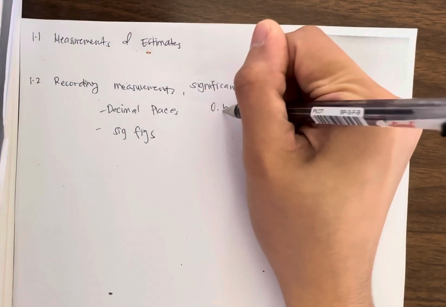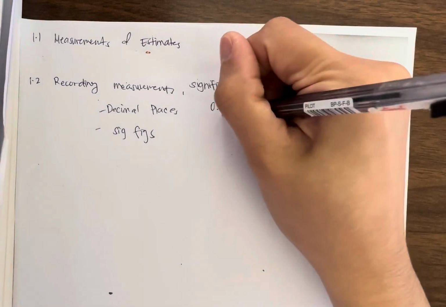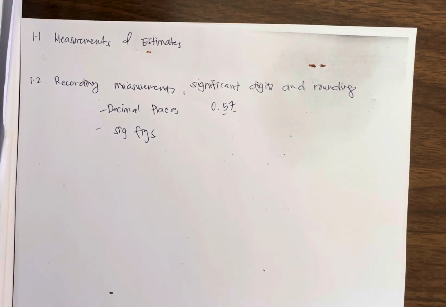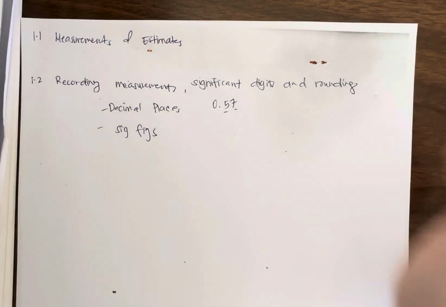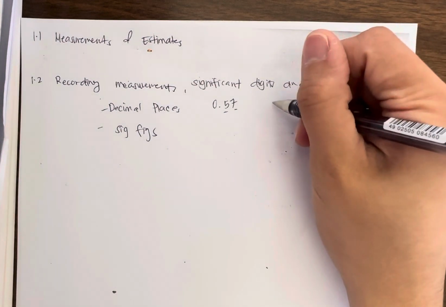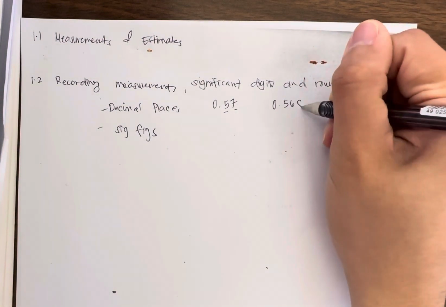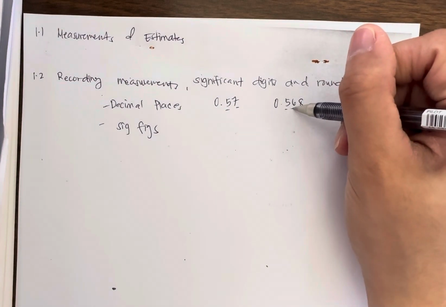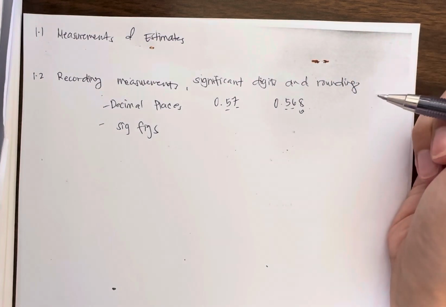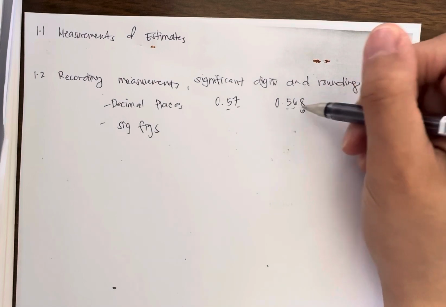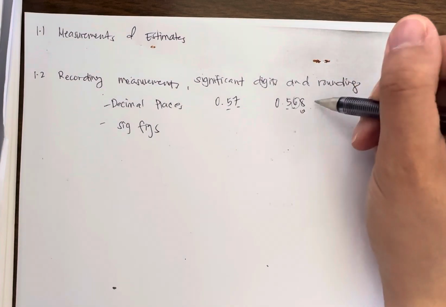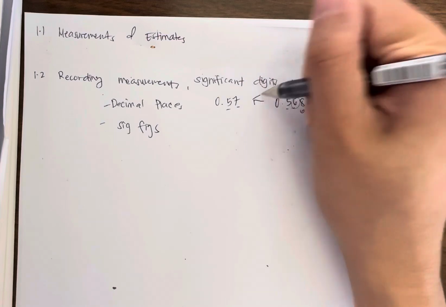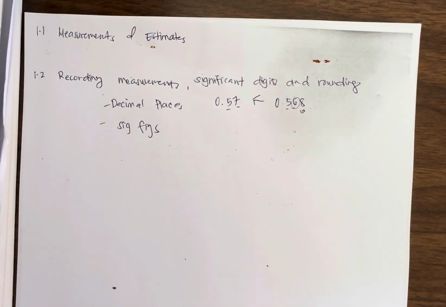0.57. There are 2 digits after the decimal point, therefore you're rounding to 2 decimal places. Now let's say, just as a refresher, my number originally was 0.568. If I'm asked to round to 2 decimal places, then I count up to the second digit and look at the digit beside it. Is it 5 or more? In this case, yes. So I round this digit up and I end up with 0.57. That's rounded to 2 decimal places, as I mentioned earlier. So that's what decimal places are.